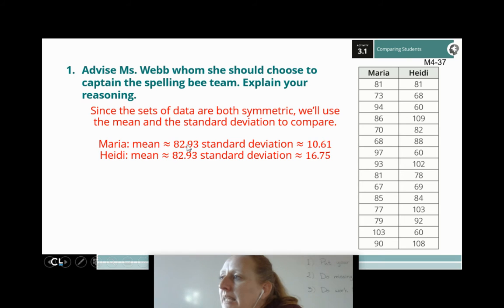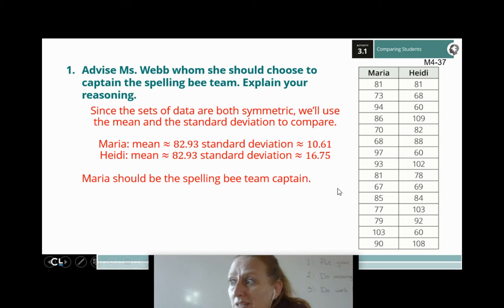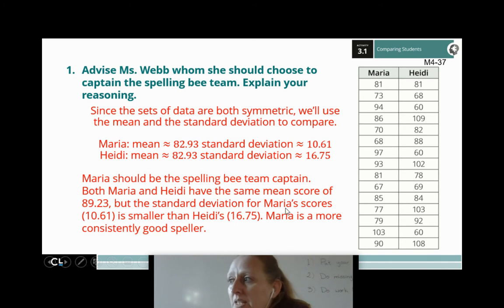So guys, who should be the spelling bee captain? Well, I'm looking at this, and their means are the same. That's not going to help me decide. So I want to look for the gal with the lower standard deviation, because we said that means they're more consistent. A lower standard deviation means there's less spread. It's more consistent around that good score that we like. Maria has the lower standard deviation. Maria should be the spelling bee team captain. They both have the same mean, but the standard deviation for Maria's scores is smaller than Heidi's. Maria's more consistent.